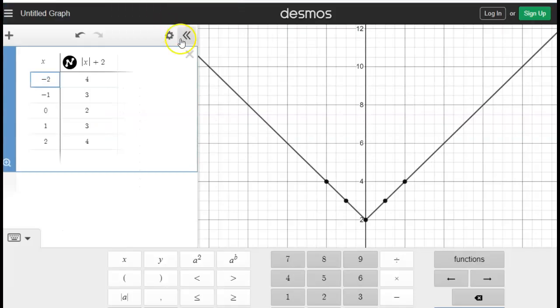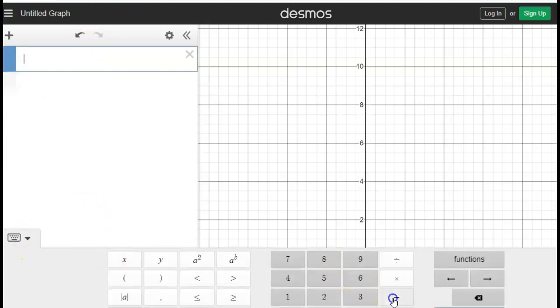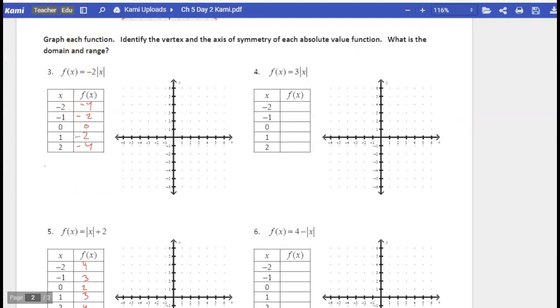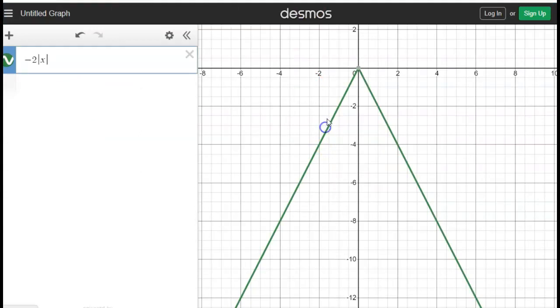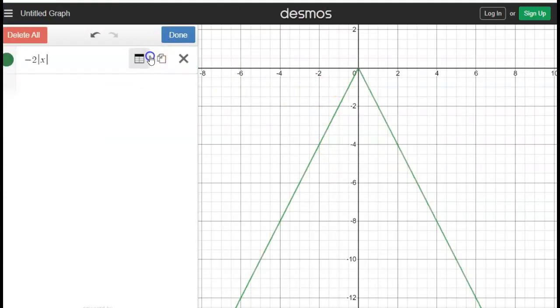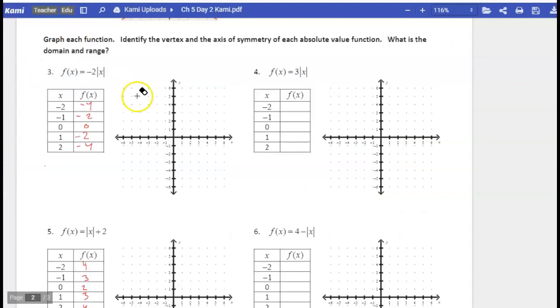I plugged these in already for you. So you go over Desmos, and you just got to be careful that you're getting them in the correct spots. So this is -2 times the absolute value of x, and that -2 is in front, which is going to make it narrower. If you looked at your table, you'd see we're going by 2's again, which I already did, and this negative makes it an upside down V.